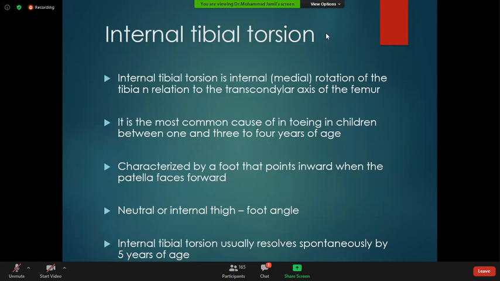It is characterized by a foot that points inward when the patella faces forward. Patella will face forward, the foot will point inward. It means that the tibia is rotating. Neutral or internal thigh foot angle. Internal tibial torsion usually resolves spontaneously by 5 years of age.